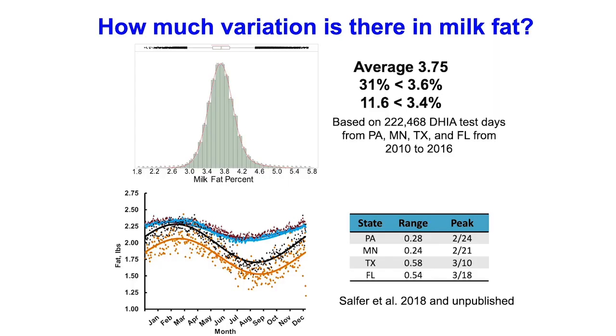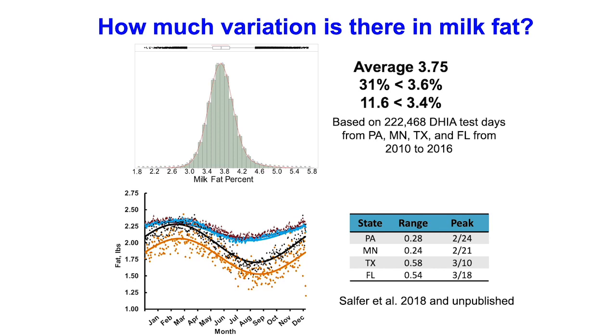Okay, so how much variation is there in milk fat? This is data over 6 years from Texas, Minnesota, Florida, and Pennsylvania. Average milk fat in herds was 3.75. This is herd data. 30% of those are below a 3.6, 11% are below a 3.4. So we have a lot of variation in milk fat between herds, right? A lot of potential to have an impact.